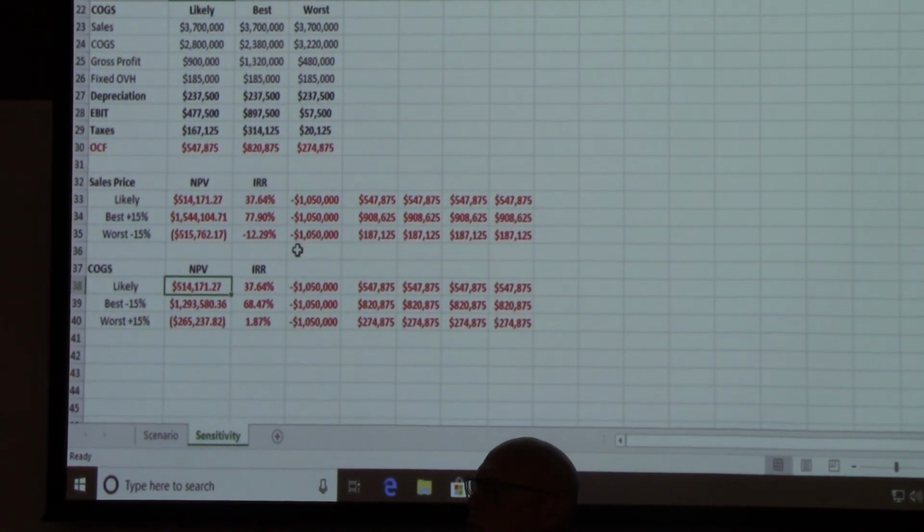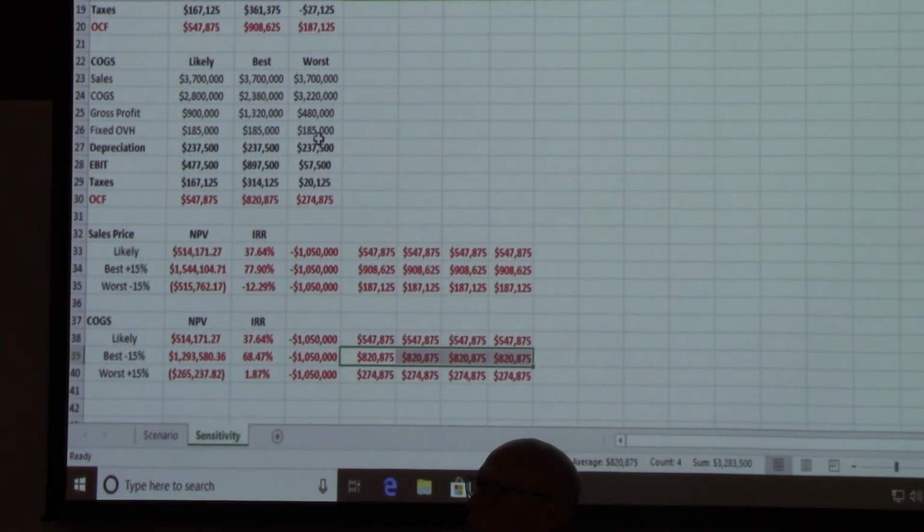Let's see. There it is. That's what I'm looking for. So here's our net present value. When our cost of goods sold goes down 15%, our net present value more than doubles. Our internal rate of return slightly less than doubles. Here's the cash flow that it captures right there. Okay. Once again, the outflows stay the same. What changes are the cash flows here.